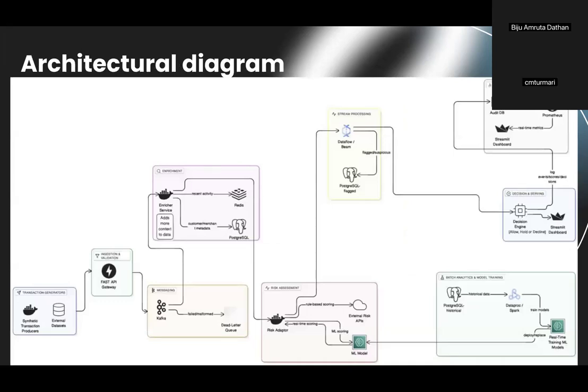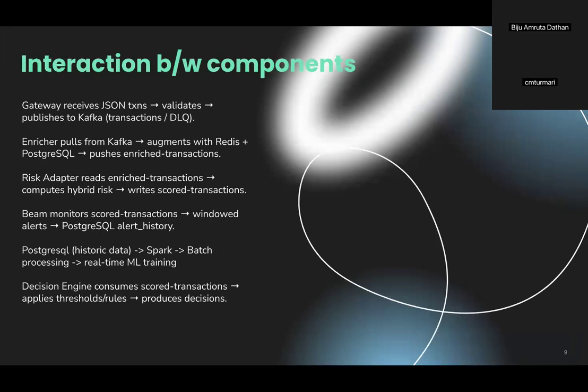Coming to the overall architecture diagram, we can see that it spans our actual components. On the left, you see synthetic producers and the REST and gRPC gateway feeding Kafka. In the center are the enricher, risk adapter, and decision engine, along with the Beam streaming job and the Spark ML training path. On the right are the different PostgreSQL databases, Prometheus metrics, and the Streamlit dashboard that tie everything together.